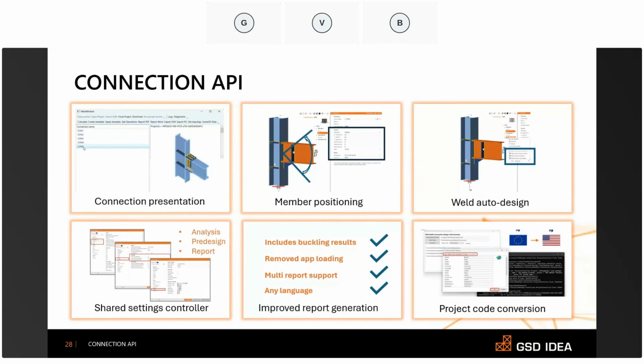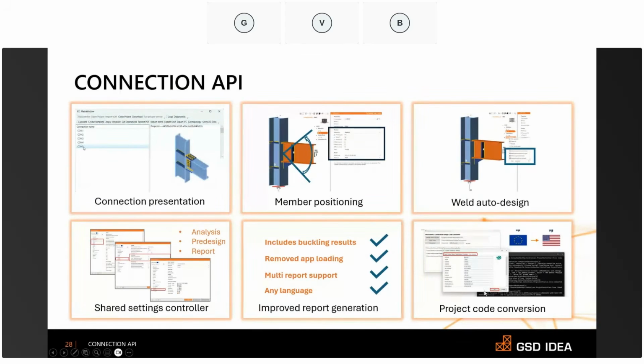In addition to this bug fixing, buckling results have been included, and the app loading while you call that respective API has been removed, so that you will have faster report generation. You can also print not only a single report, but a batch of reports using these calls. And you can get the report in any language which IDEA StatiCa supports.